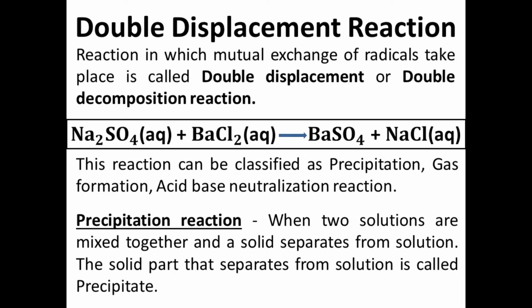This type of reaction can be classified as precipitation reaction, gas formation reaction, and acid-base neutralization reaction. The precipitation reaction is that in which precipitates are formed. In my last video I told you what precipitates are. Precipitates are the solid residues in the solution. So precipitation reactions are when two solutions are mixed together and a solid separates from that solution. This solid part is known as precipitate.